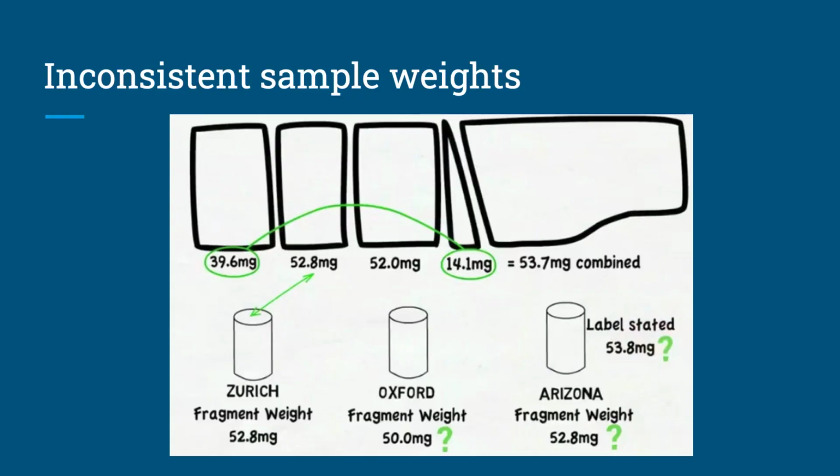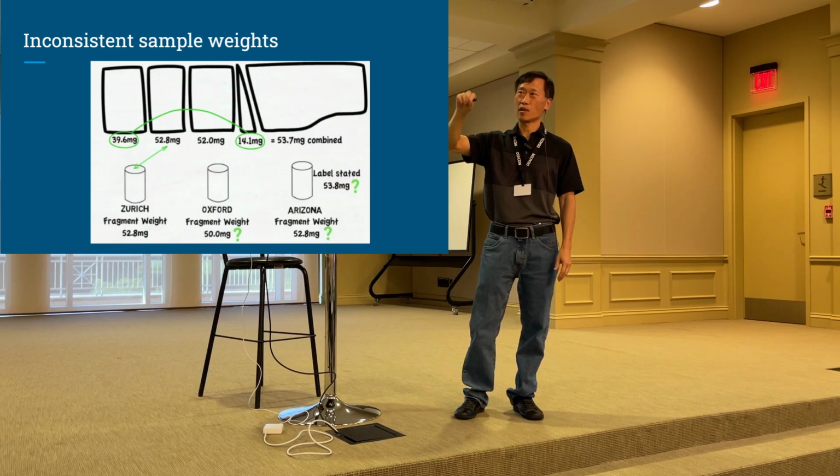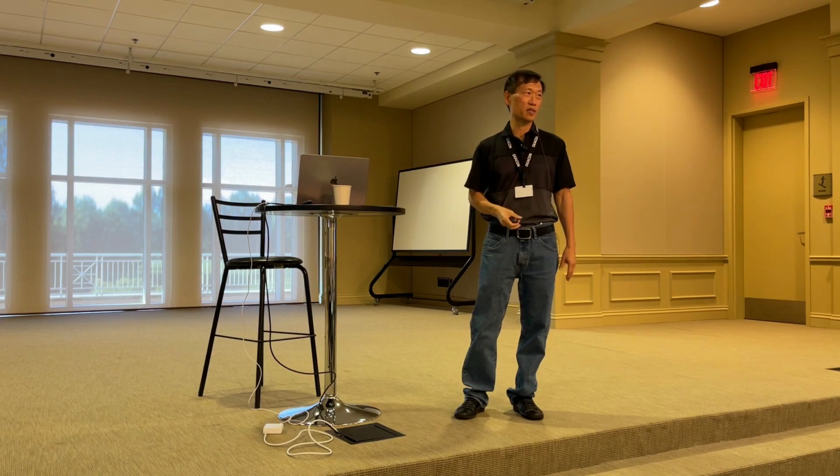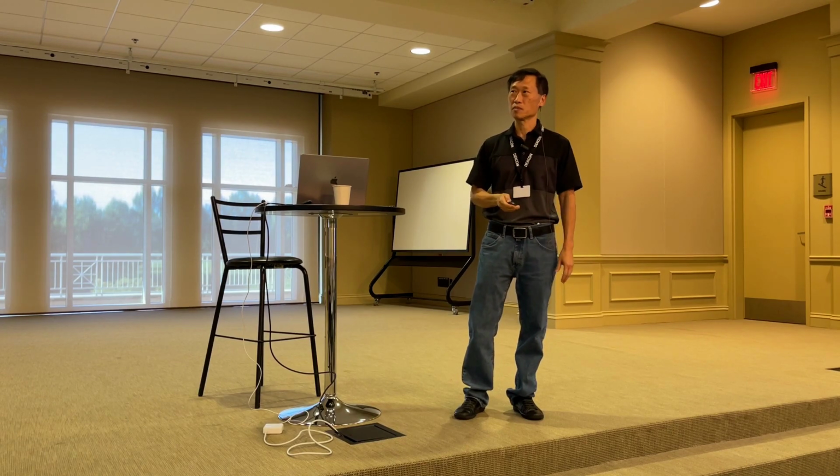There were inconsistent weight samples. On the top there is the weight when they actually cut it, and then they weighed it. They put it into the vials. The labs got the vials. They weighed it again, and there are discrepancies between the weights when they cut it and when the labs received it. Nobody can explain why there are discrepancies.